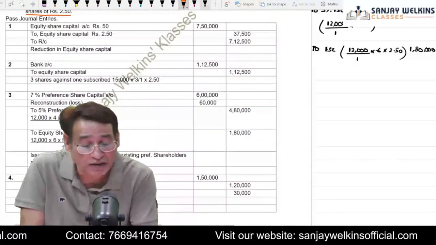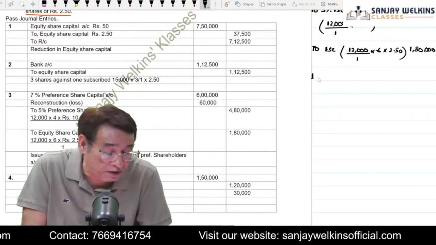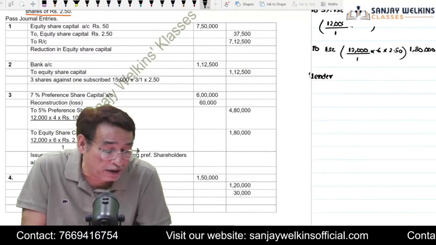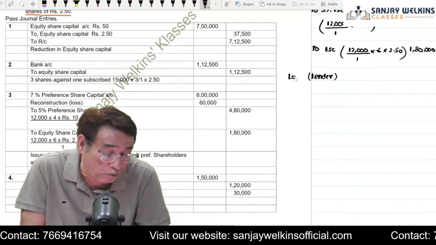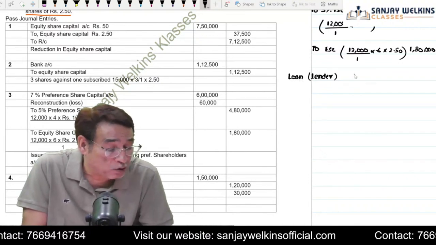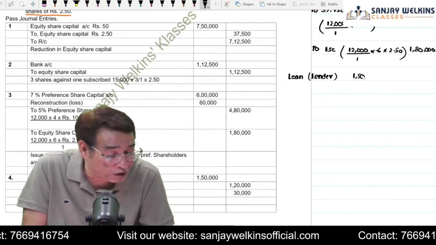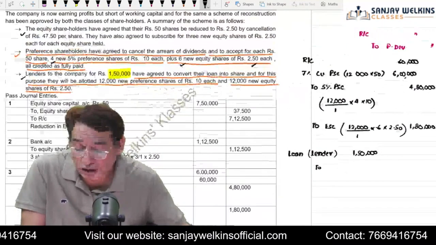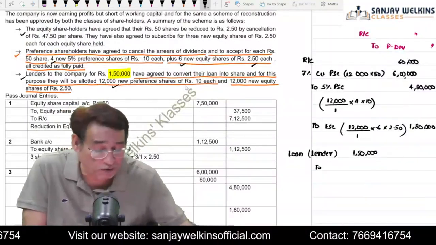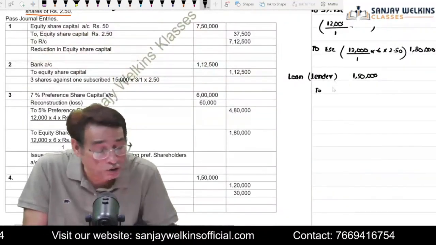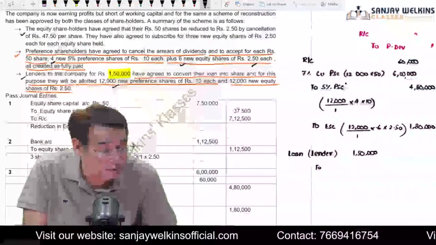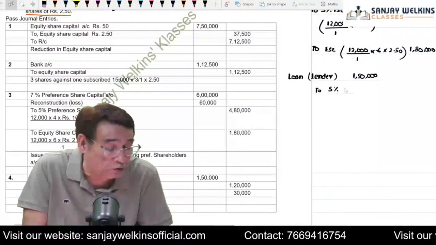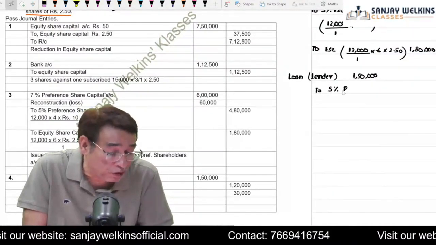So you can pass an entry like this: lenders account debit. In fact, you will have to write loan account debit. You can write lenders in brackets because in the balance sheet, the word loan is given. So lenders worth rupees 1,50,000 have agreed to get 12,000 new preference shares of 10 each. Actually, new preference share capital is 5%. Remember one thing, correct? New preference share capital is 5%. So you will have to write 5% preference share capital.